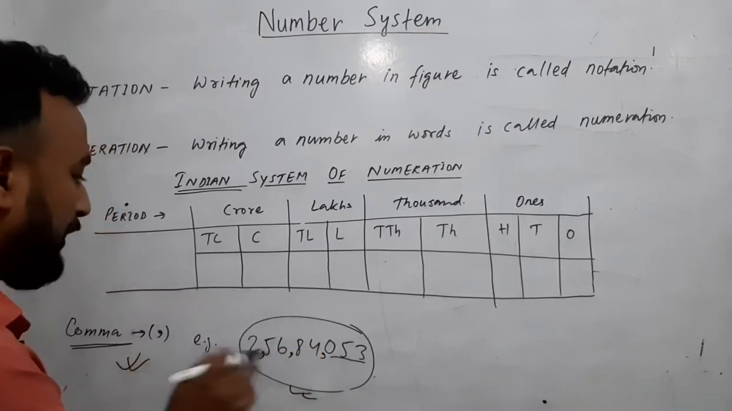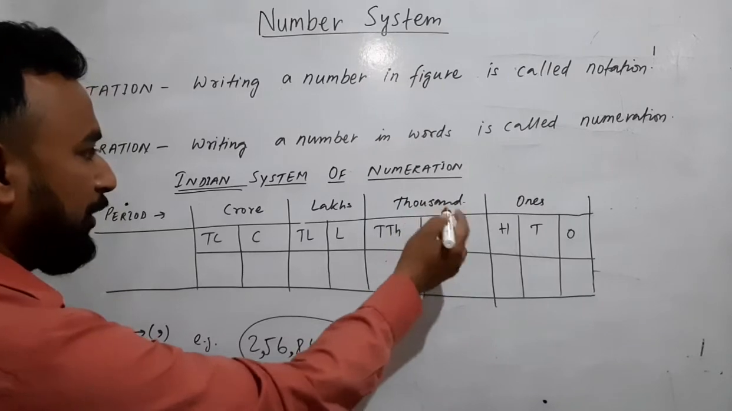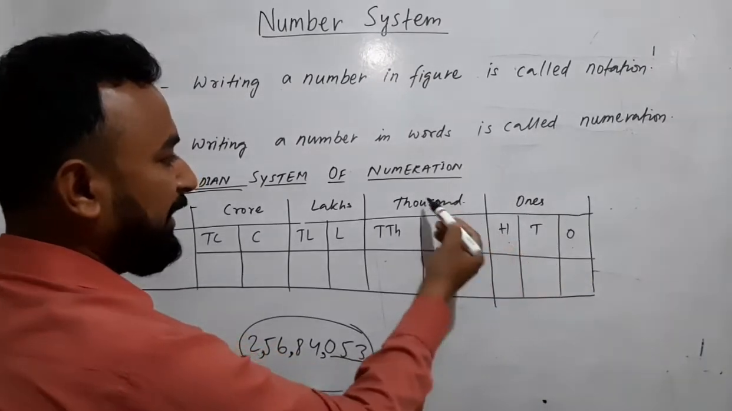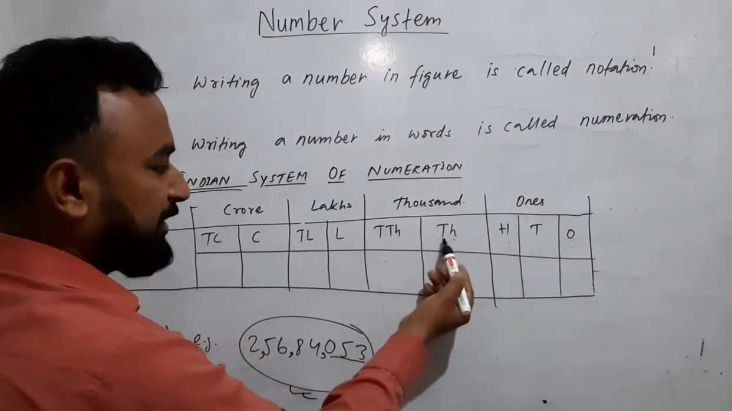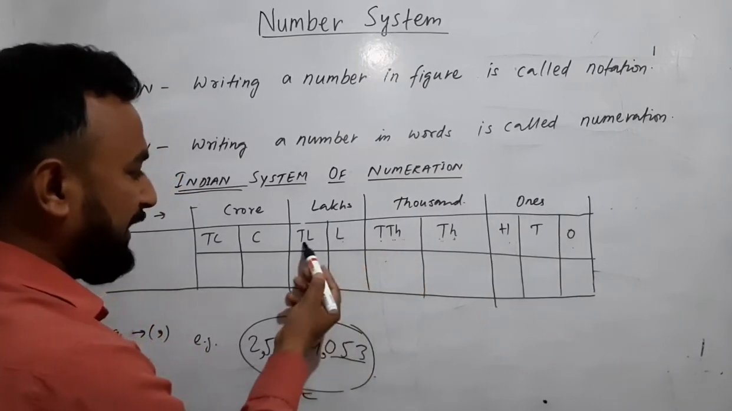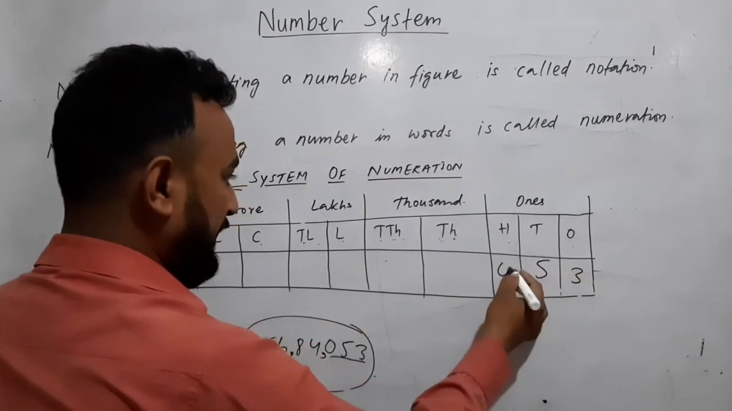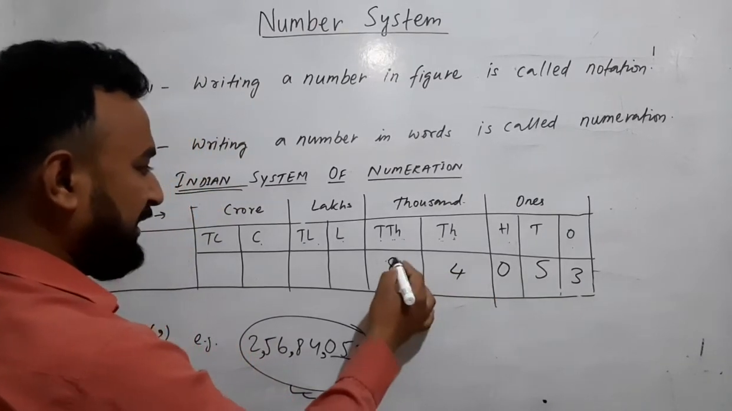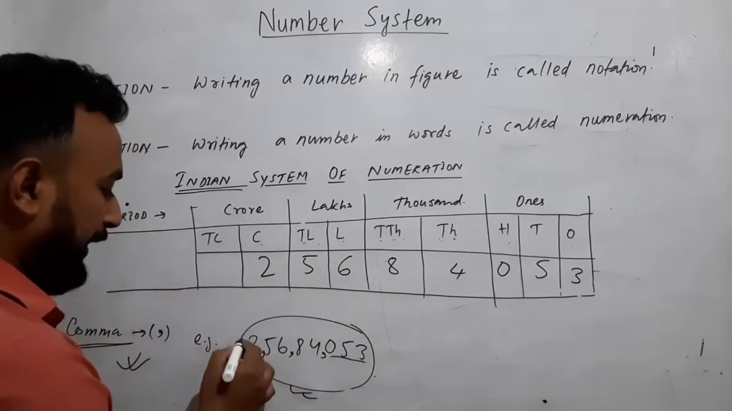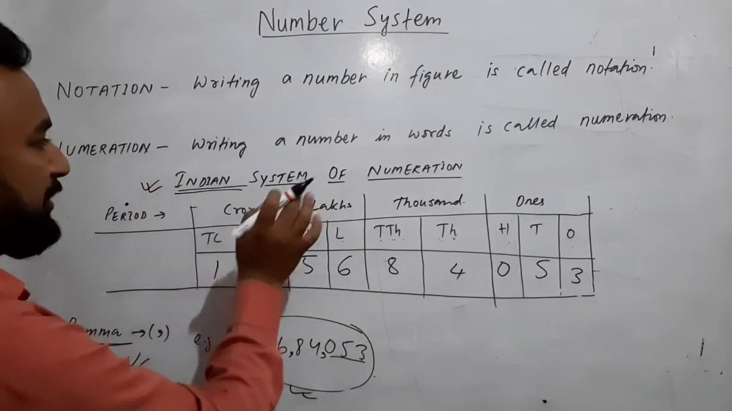Okay, so this is the arrangement of the comma according to the Indian system. Now see, I am putting the same number here according to the chart. First you have ones. Ones period has 3 places: ones, tens, hundreds, and the thousands period has 2: thousands and ten thousands. Then lakh and ten lakh, crore and ten crore. So here 3 ones, 5 tens, 0 hundreds, 4 thousands, 8 ten thousands, 6 lakh, 5 ten lakh, 2 crore, and 1 ten crore. So this is the arrangement according to the Indian system of numeration.